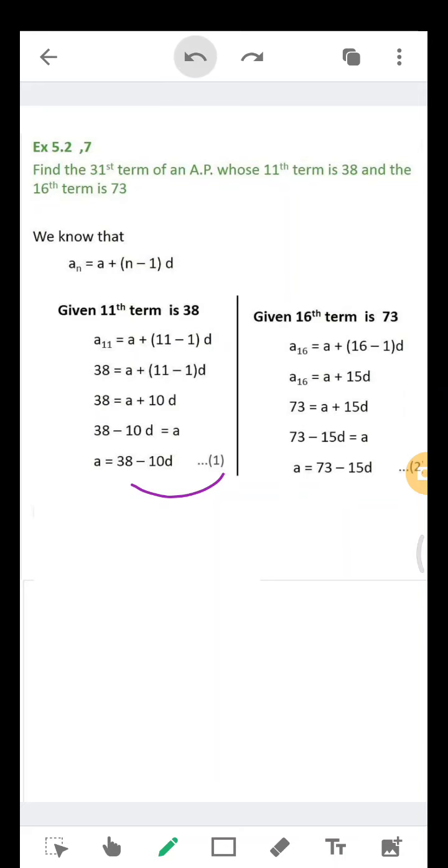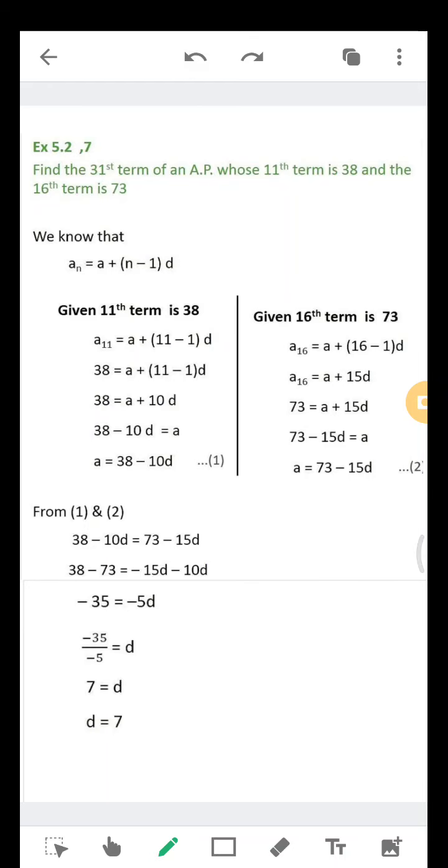Now I'll simplify these two equations because these two are linear equations. You can check 1 and 2 are linear equations, or I can say things equal to the same thing are equal to one another. So I'll put this a value from 1 in equation 2. By using that I'll get the value of d. I'll compare 38 minus 10d and 73 minus 15d. So simplifying this all, we get the value of d as 7. So we have got the value of d.